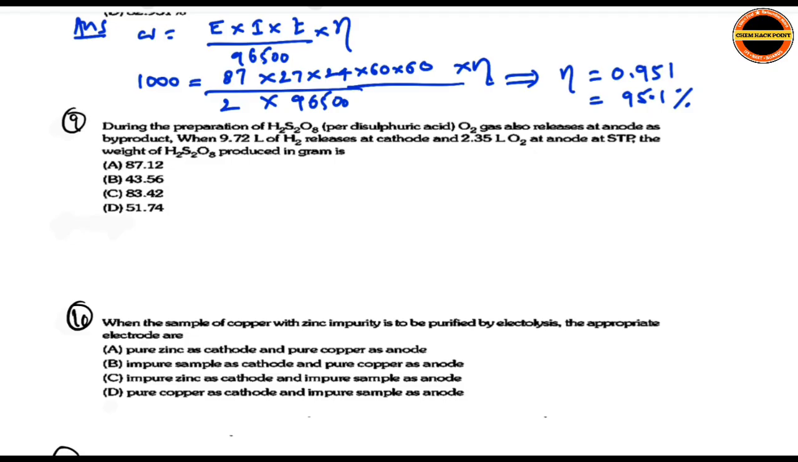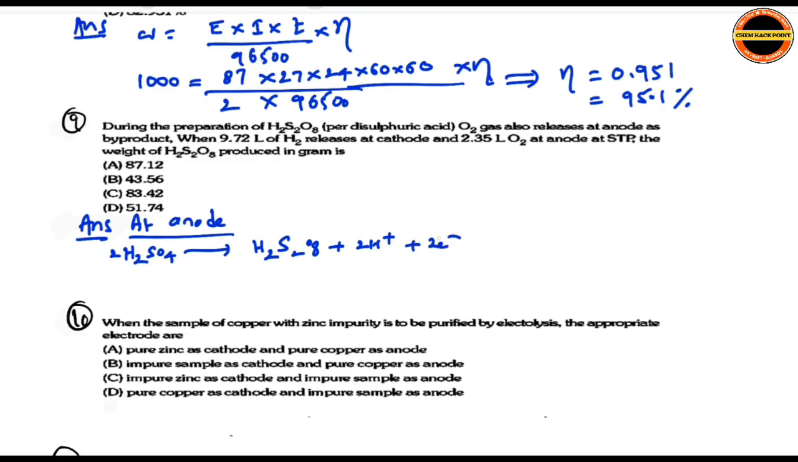So here what we can write, about Marshall's acid H2S2O8. At the anode, we see the reaction first. Directly I am taking 2H2SO4 giving H2S2O8 plus 2H plus plus 2 electrons. At the cathode reaction, 2H2O plus 2 electrons gives H2.